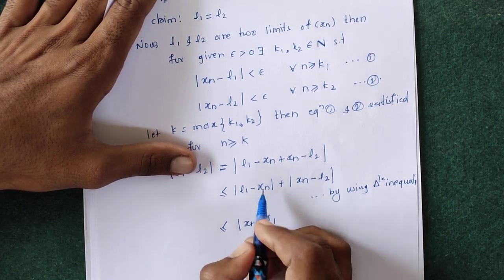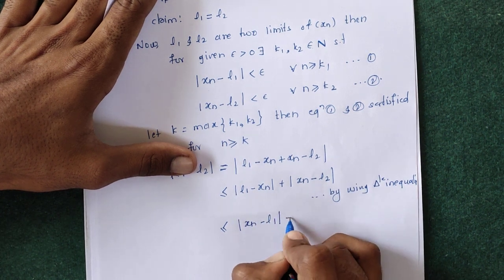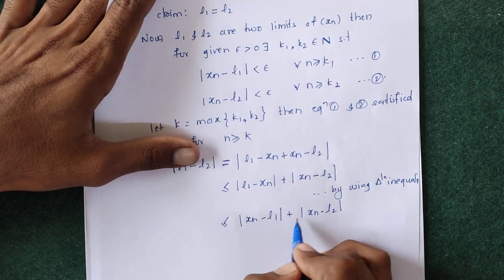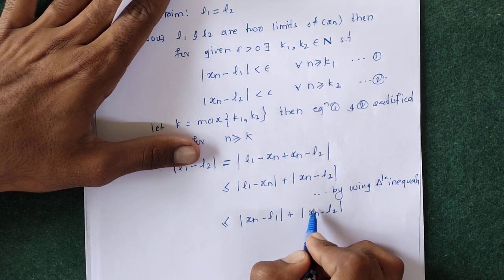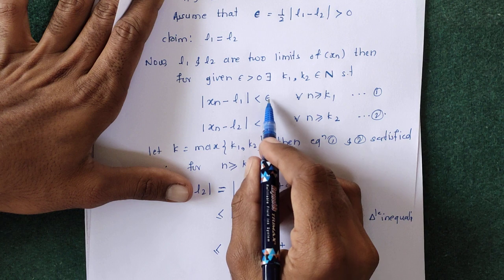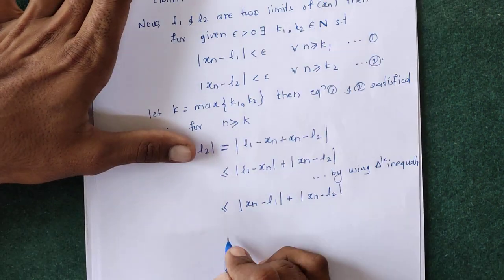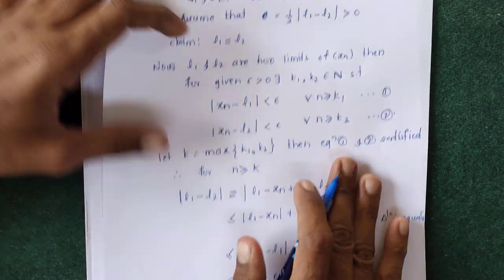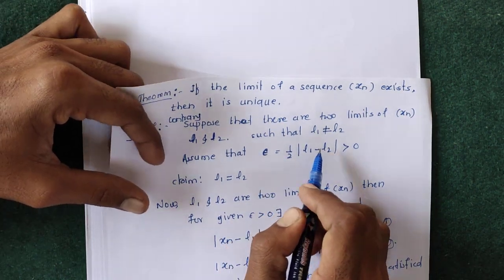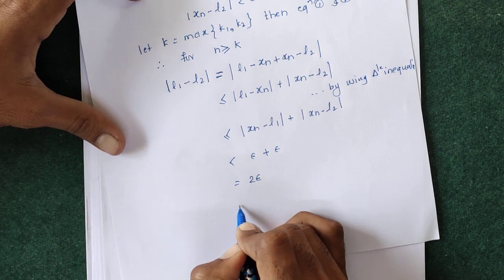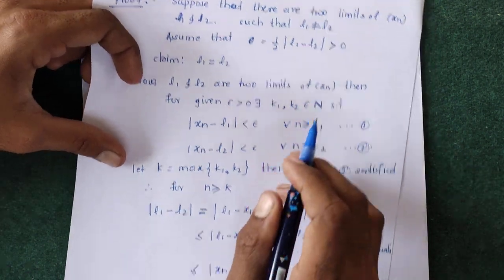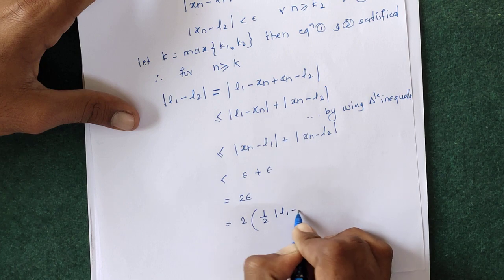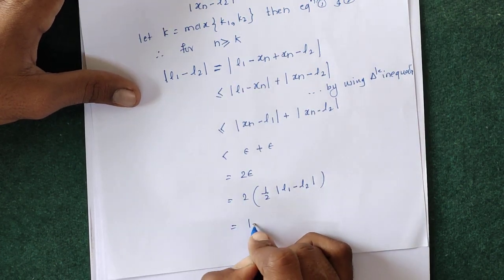xn minus L1. In the modulus we can rearrange the terms, plus mod of xn minus L2. But mod xn minus L1 is less than epsilon and mod xn minus L2 is again less than epsilon, which is strictly less than epsilon plus epsilon. Epsilon plus epsilon is equal to 2 epsilon, but we have assumed that epsilon is equal to 1 by 2 times mod L1 minus L2. So just putting the value of epsilon, 1 by 2 times mod L1 minus L2, we get this is equal to mod L1 minus L2.